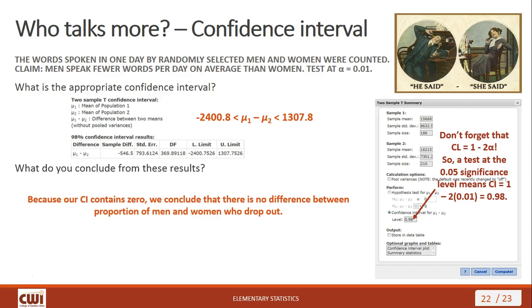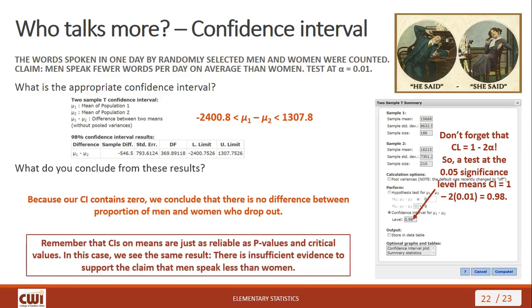Therefore, we have to conclude there's no difference between proportion of men and women who drop out. That looks like a typo. It's probably because it is a typo. So there's no difference between the average number of words that men and women speak. Remember that when you're talking about means, CIs are just as reliable as the more traditional methods of hypothesis testing. And here we see the same result. There's insufficient evidence to support the claim that men speak less than women.